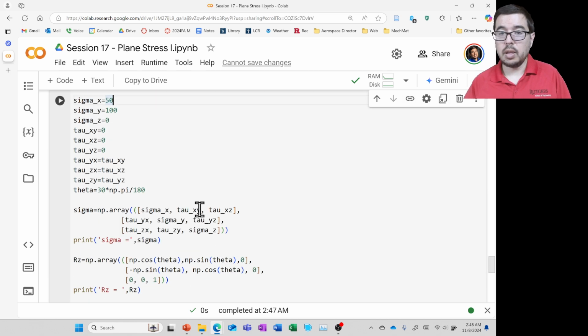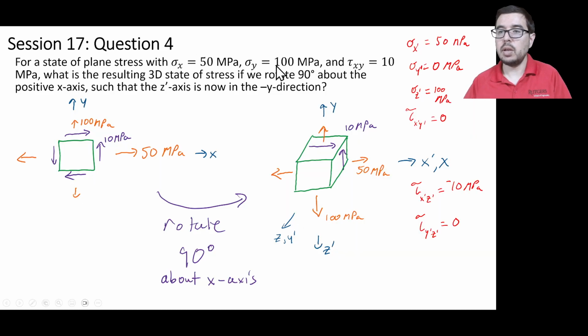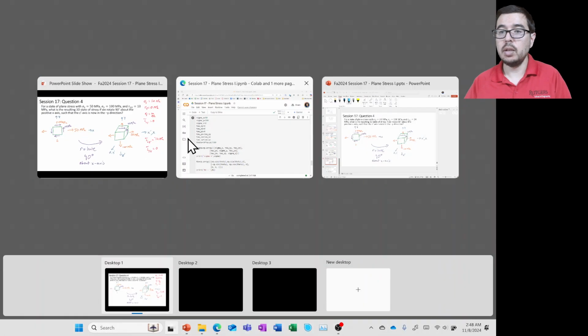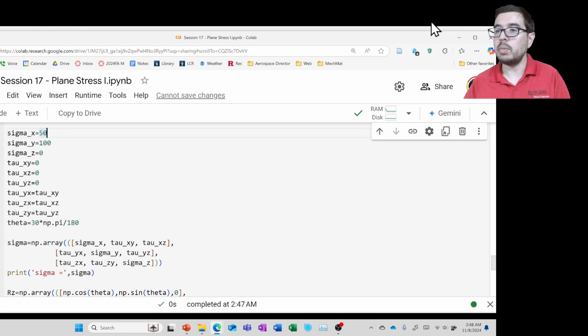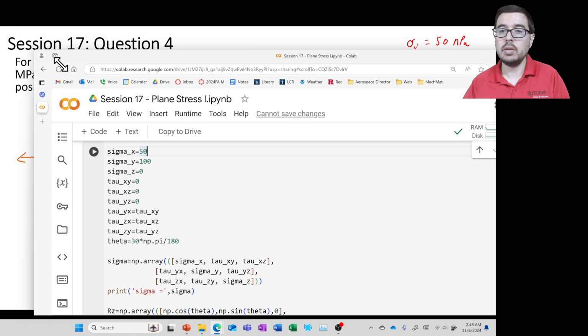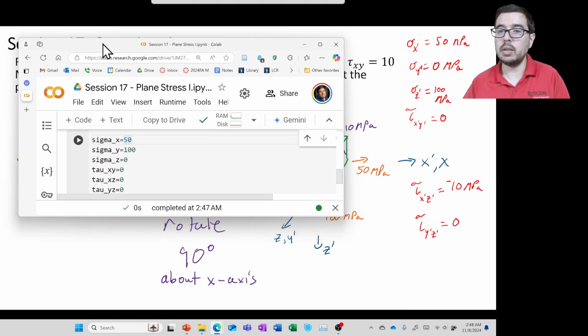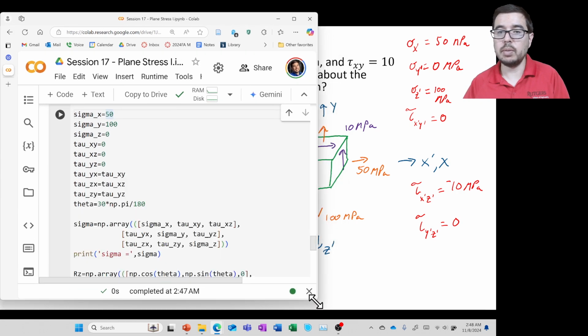And now we need to put in the state of stress that was given. If we go back, it's 50 in the x, 100 in the y, and then tau xy is equal to 10. So let's go ahead and put those in. Maybe this will be a little bit easier for us, so we can keep track of things. Sometimes this is not the way to do things, but let's see.